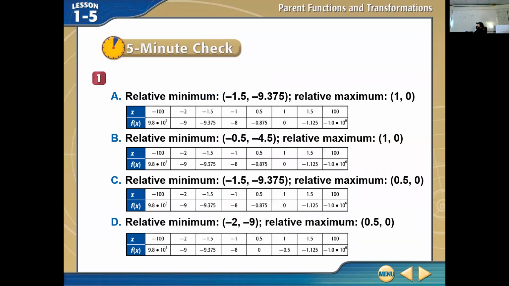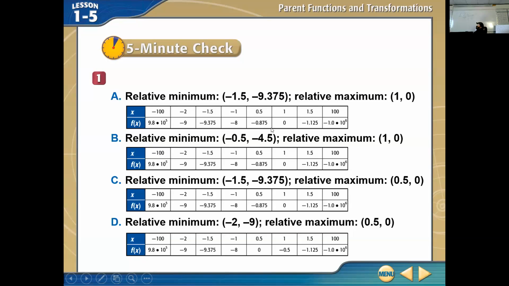Okay, does our table support that? Relative minimum, -1.5 is here at -9.375, -2, -9, -1, -8. So yeah, that would support a relative minimum. And with our end behavior going farther and farther towards a positive infinity, they're all higher, and -9.375 is the lowest point. So I think that could work.